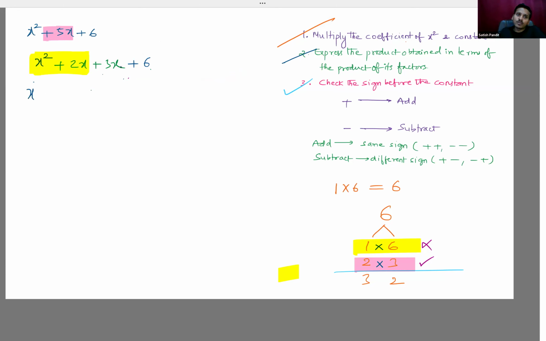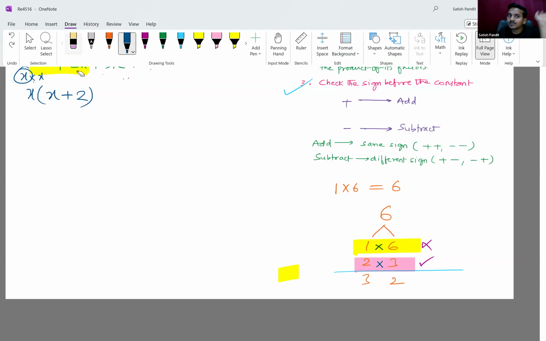If you take x as common, x square means x into x, so if you take 1x common, you'll be left with only 1x. That is why x came. Plus, you have a plus 2. Why 2? Because if you take x common, 2 will be left, right? Clear? I hope it is absolutely clear. If you don't understand, you can ask. Okay.